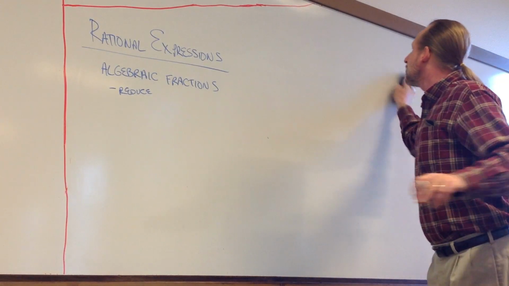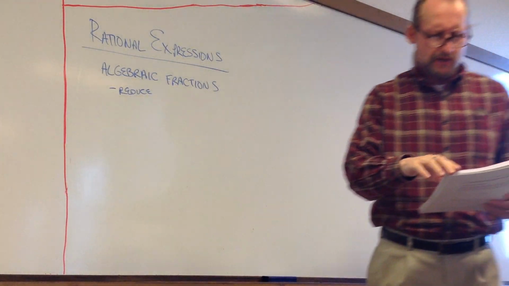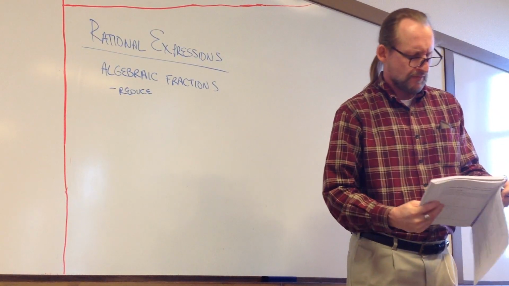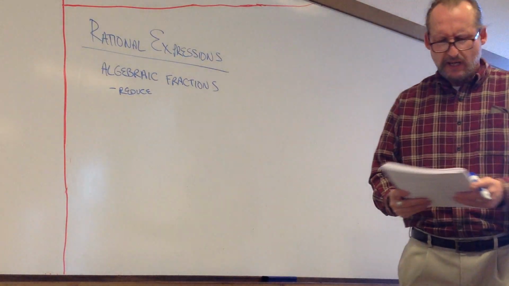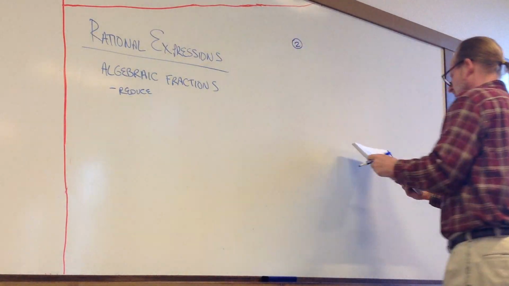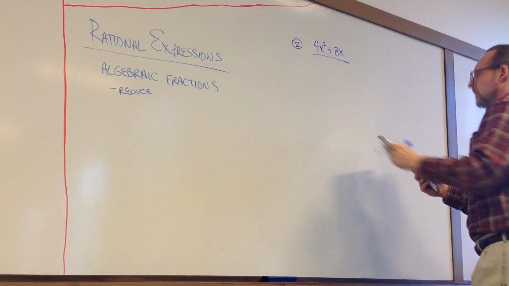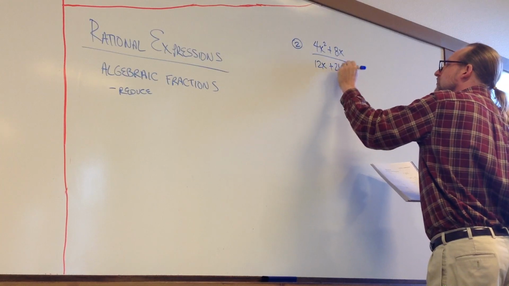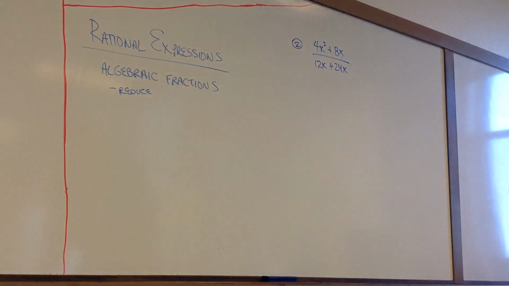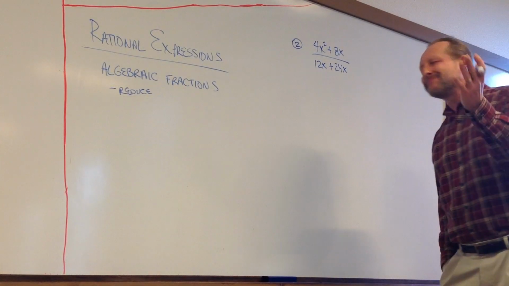Let's go over to the problem set and look at some example problems there. So let's see here. This is on page 56. These are the exercises for section 1.6. Let's start with number 2. We've got 4x squared plus 8x over 12x plus 24. Now don't get sucked in here and try to cancel the 8 with the 24. You might be able to get away with that in this problem if you did it exactly right.